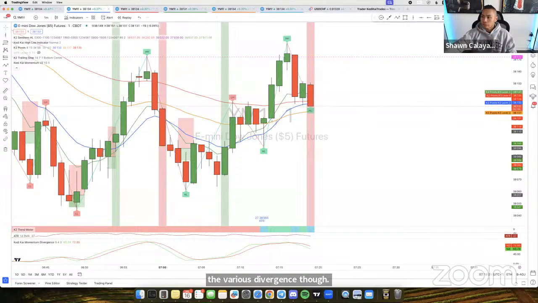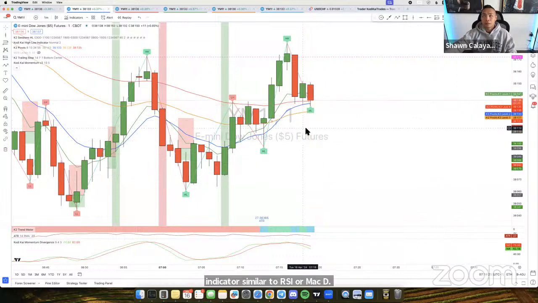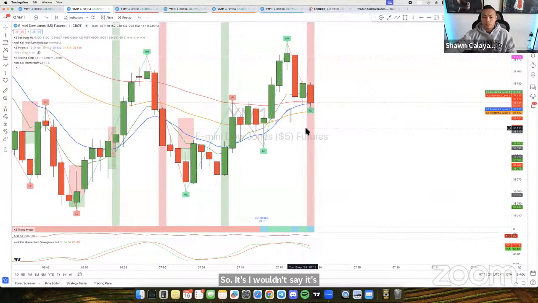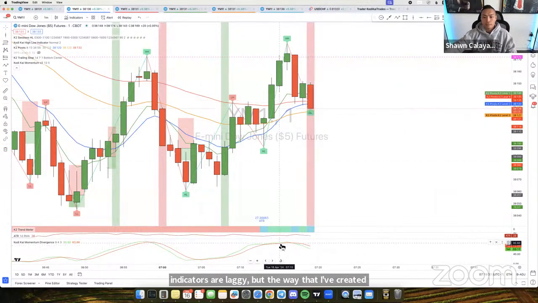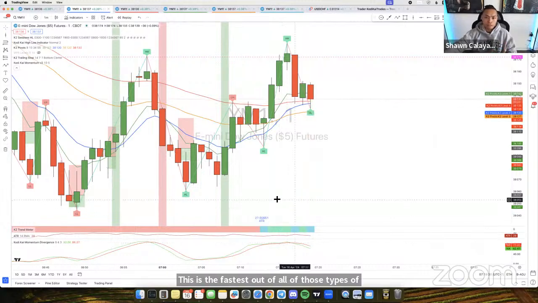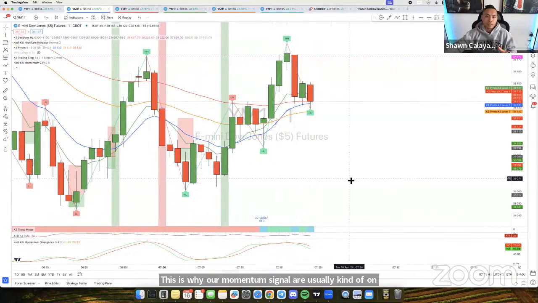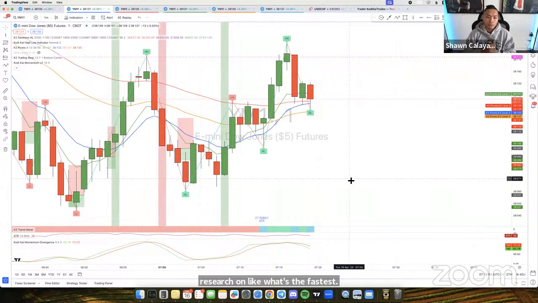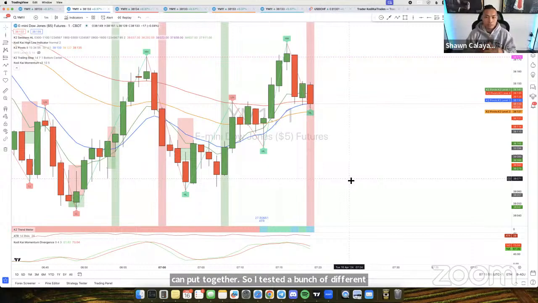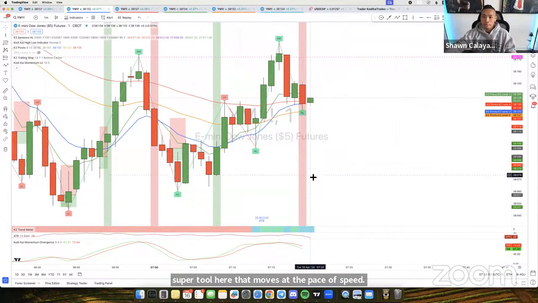Let's see, Hawk is asking, would it be considered a lagging indicator similar to RSI or MACD? So I wouldn't say it's necessarily. All indicators are laggy, but the way that I've created this divergence, this is the fastest out of all of those types of indicators. So I've done my research on this indicator. This is why our momentum signals are usually kind of on point, because I've done a lot of research on what's the fastest divergence type indicator that you can find or put together. So I tested a bunch of different divergence tools and I put together this kind of super tool here that moves at the pace of price.